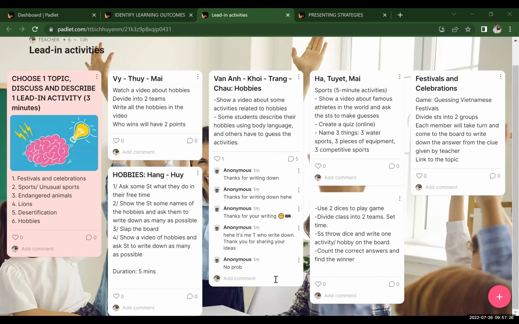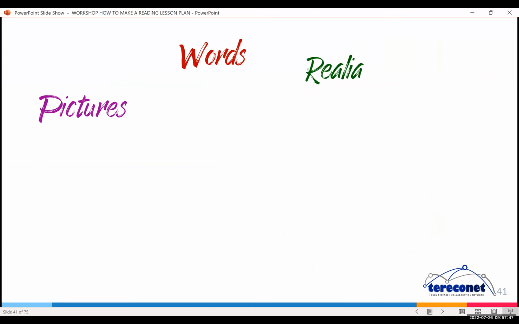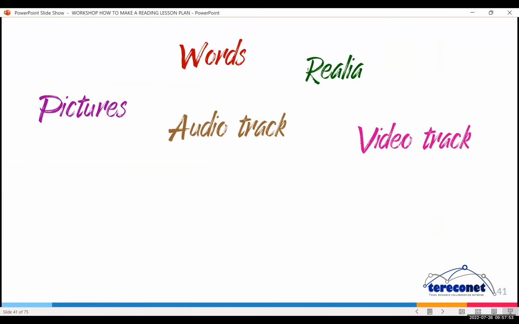Now I will share some more activities. But before I do, I want to remind you that in the reading, we can use pictures or images, or what you say flashcards, or we can show that on the PowerPoint slides. We can use words like you just mentioned. We can also use realia, okay? We can use audio track, video track, or video clip that you just mentioned.